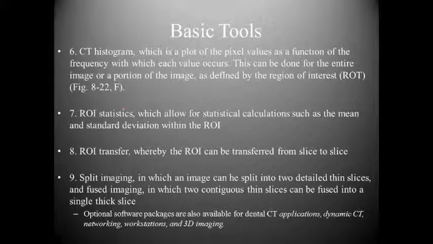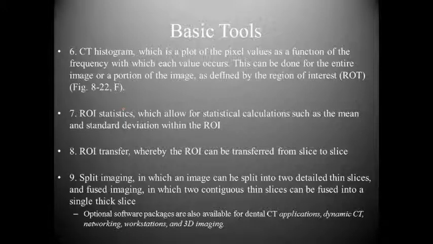ROI, or region of interest statistics, which allow for statistical calculations such as the mean and standard deviation within the ROI. ROI transfer, whereby the ROI can be transferred from slice to slice. Split imaging, in which an image can be split into 2 detailed thin slices, and fused imaging, in which 2 contiguous thin slices can be fused into a single thick slice. Optional software packages are also available for dental CT applications, dynamic CT networking, workstations, and 3D imaging.